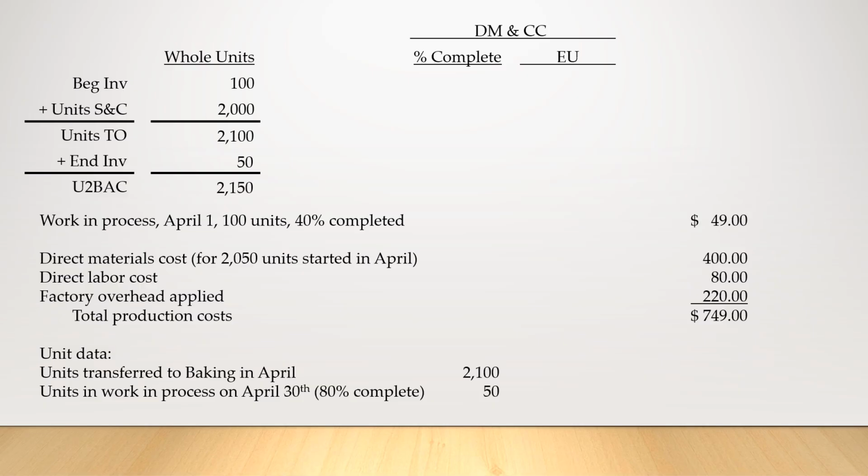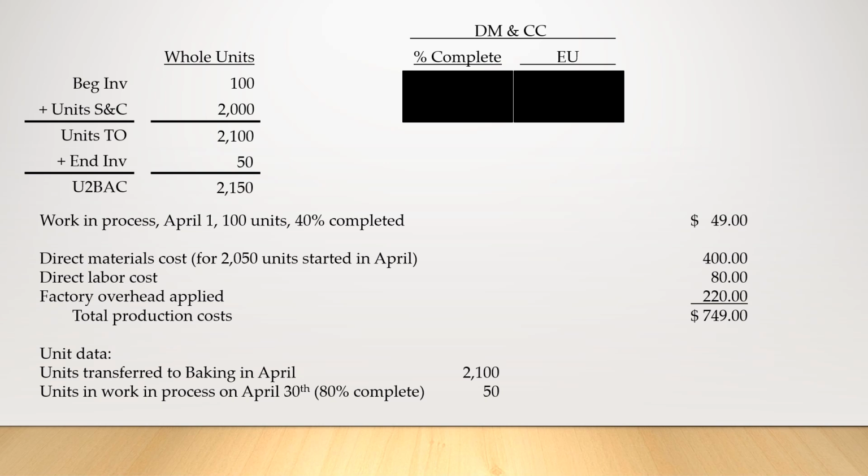When applying the average cost method, we skip the equivalent units calculations for beginning inventory and units started and completed, and start with units transferred out. Units transferred out receive 100% of their cost. After all, if they were transferred out, they must be 100% complete.